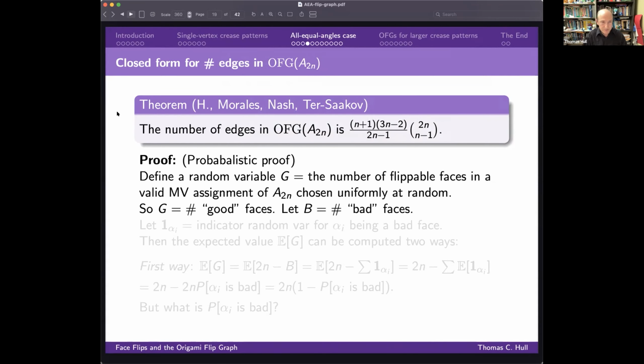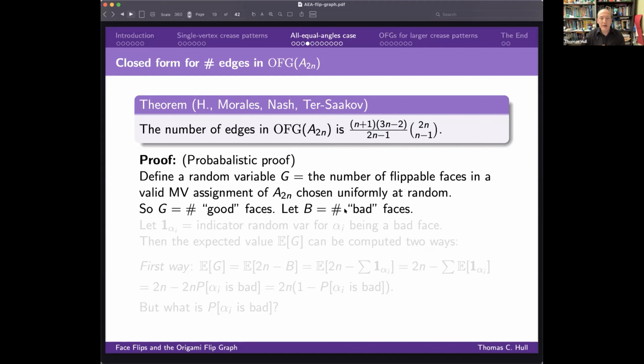So here's what we do. We're going to count the number of edges in the origami flip graph by using probability. We define a random variable G, which is the number of flippable faces in a valid mountain valley assignment chosen uniformly at random. So pick at random one of the mountain valley assignments of A sub 2n, the all equal angle case. And we're going to ask what's the probability that it will have, say, 3 or 10 or whatever flippable faces. So in other words, G is the number of good faces, faces we can flip.